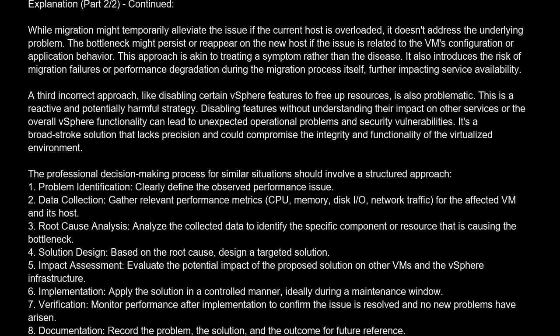6. Implementation. Apply the solution in a controlled manner, ideally during a maintenance window. 7. Verification. Monitor performance after implementation to confirm the issue is resolved and no new problems have arisen. 8. Documentation. Record the problem, the solution, and the outcome for future reference.